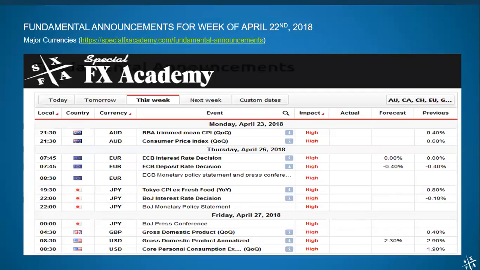On Friday morning, we have the GDP quarter over quarter coming out of the UK, which is a high fundamental, but I will likely not be trading that one. Again, it falls within my sleep patterns. And at 8:30 a.m., the GDP annualized out of the United States, as well as the core personal consumption quarter over quarter. These two are not expected to move the market significantly in either direction.